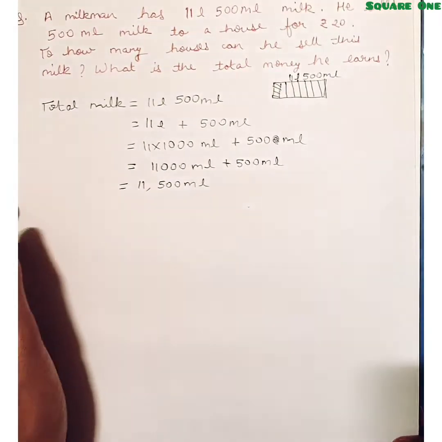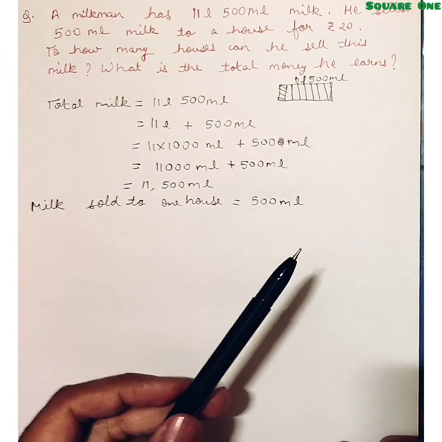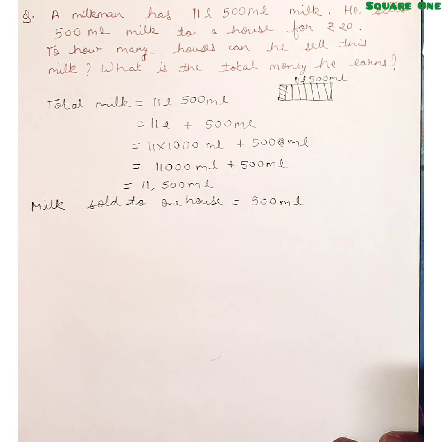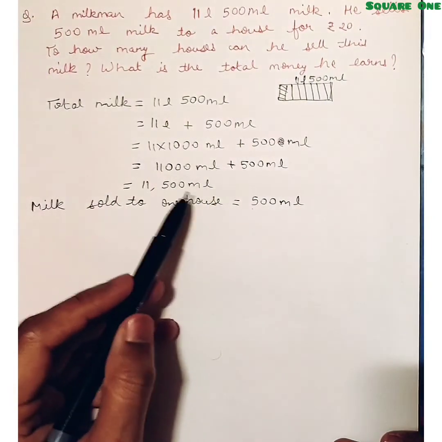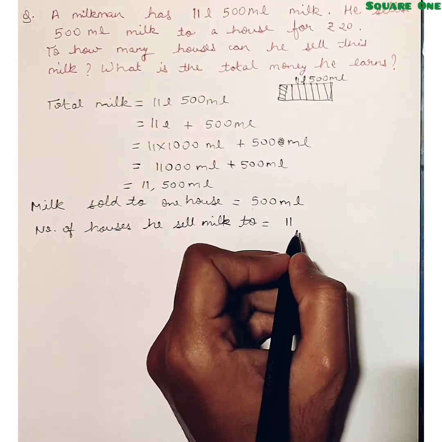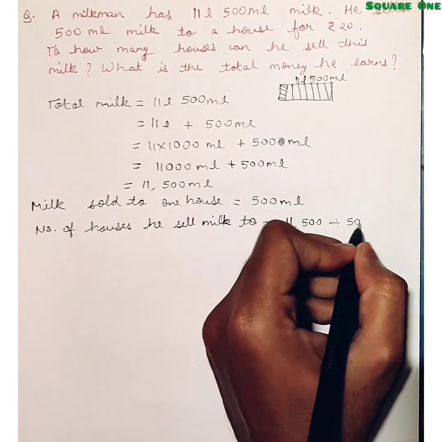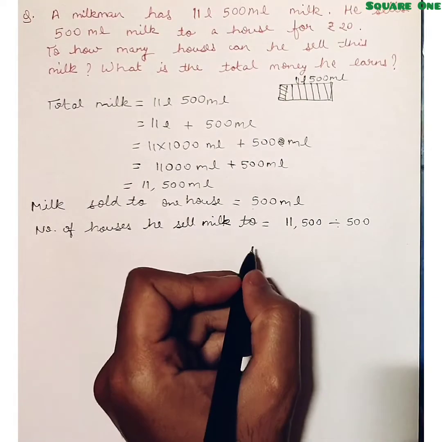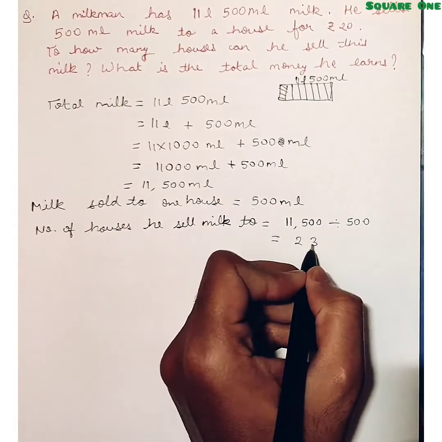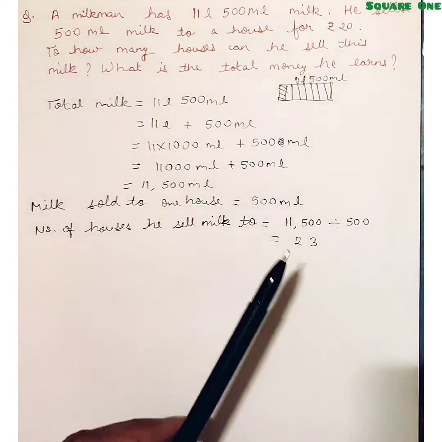Now milk sold to one house is 500 milliliters. So the number of houses he sells this milk to, we will divide this whole 11,500 with 500. 11,500 divided by 500, which will be 23. So he sells this whole milk to 23 houses.